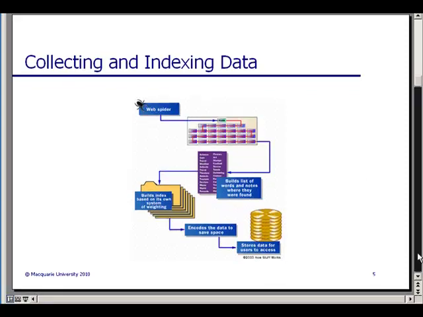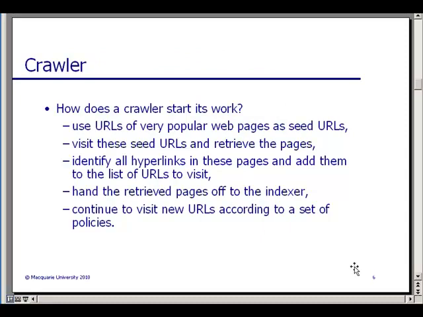Okay, and the question is then, how does the crawler actually work? The crawler uses URLs from very popular web pages as so-called seed URLs. So you use very popular web pages as a starting point. Then you visit the seed URLs and retrieve the pages, and you identify all the hypertext links in these pages and add them to the list of URLs that you have to visit next. And as I said, there are different strategies for how you can work through these URLs. Then you retrieve the web pages and hand these web pages over to the indexer.